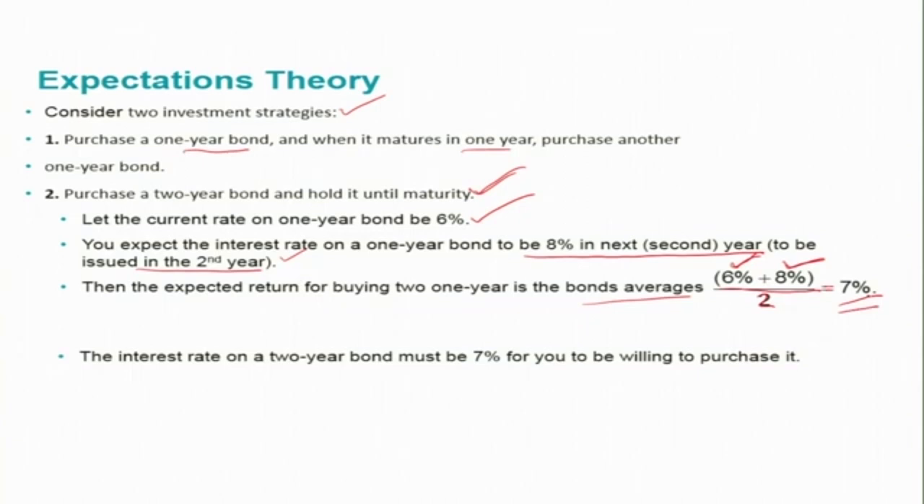So in this example, you can see that the interest rate on a 2 year bond must be 7% for you to be willing to purchase it. You are willing to accept a rate of interest for a 2 year bond of 7% if the current interest rate is 6% and your expectation about the next year 1 year bond is going to be 8%. This is the essence of expectation theory.